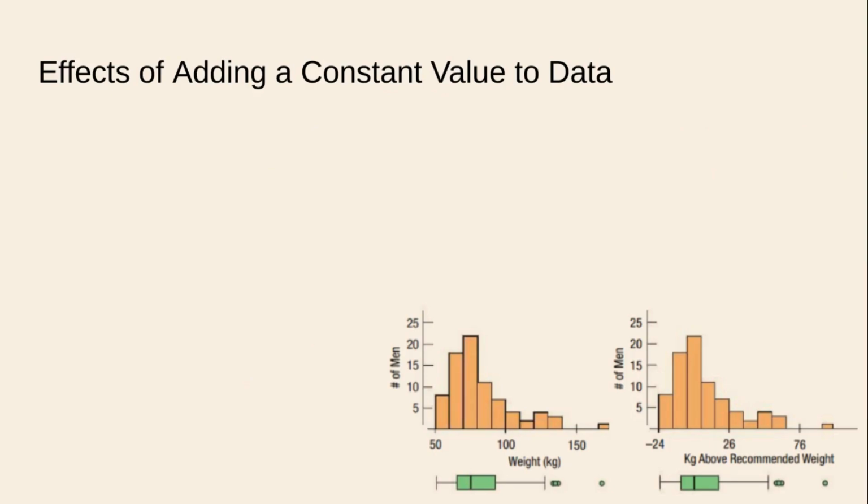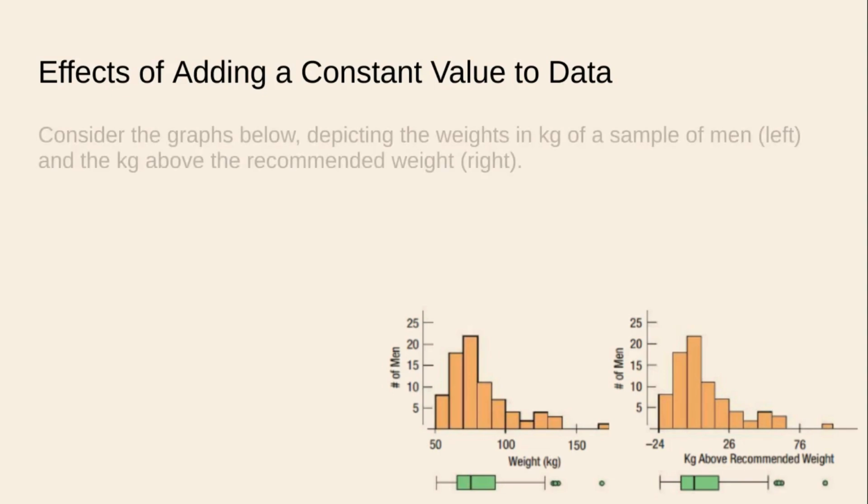Of course, subtracting a constant is just adding the opposite. So when I say adding a constant, you could be adding or subtracting a constant to an entire set of data. That's what we'll be talking about first. So we're going to consider the graphs below, which depict the weights in kilograms of a sample of men, that's on the left, and the kilograms above recommended weight on the right.